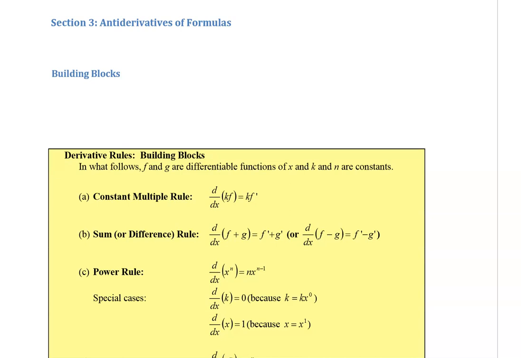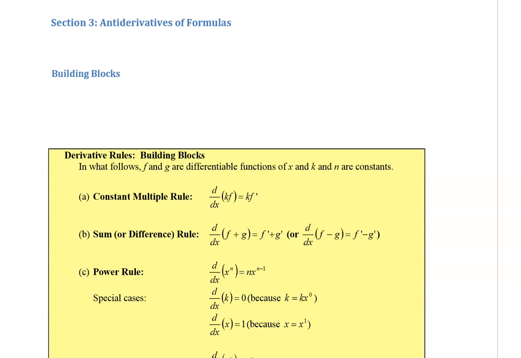For section 3, we're going to be looking at the antiderivatives of formulas, and we're going to find all the different ways that we can integrate or undo our derivatives in a very systematic sense and find the rules for that. Before we can go into that, we need to first review our derivative rules so we know how to undo them. And so let's just go over those here.